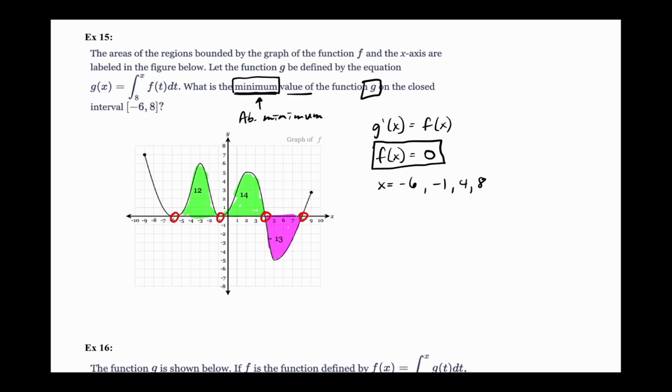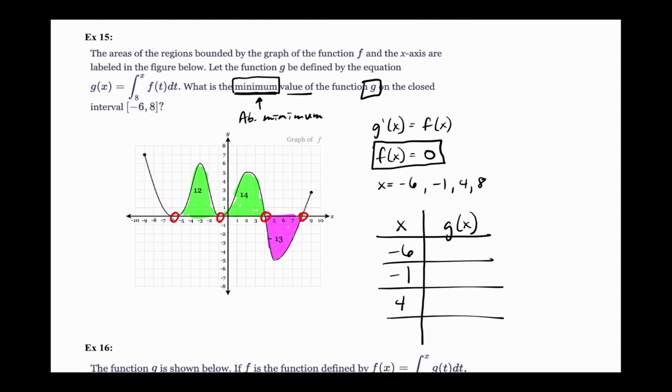What do I do? I make a table, right? X, g of x. I want to include all of my points, -6, -1, 4, and 8. And I want to make sure that my endpoints are there too. -6 and 8, they're already there. So if they weren't there, I need to include them.